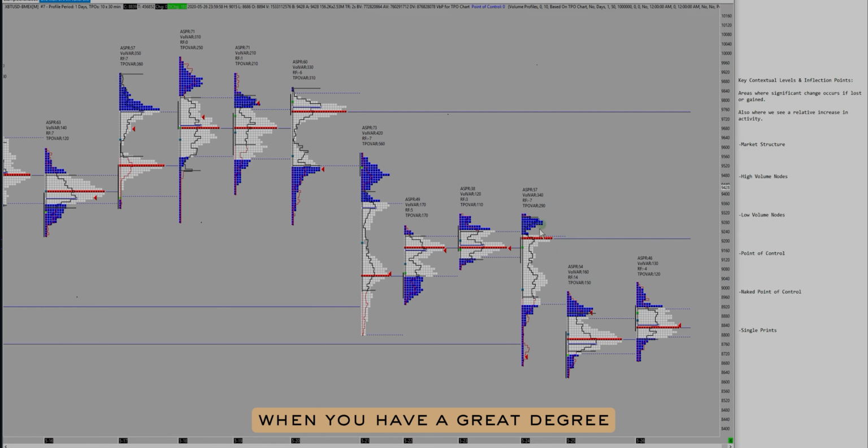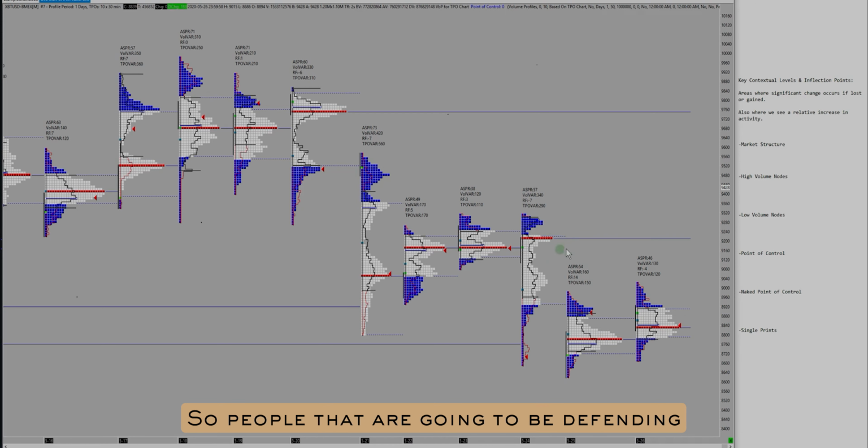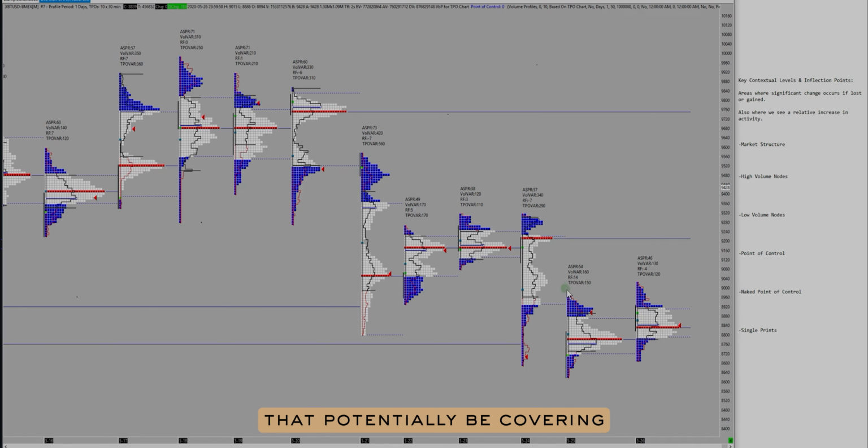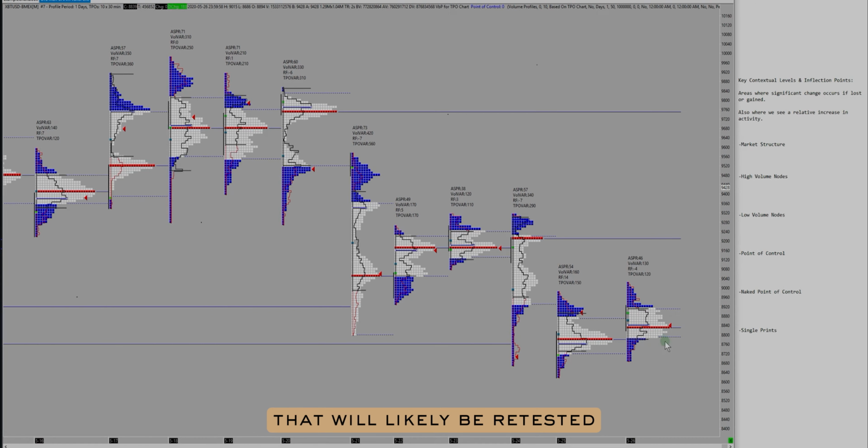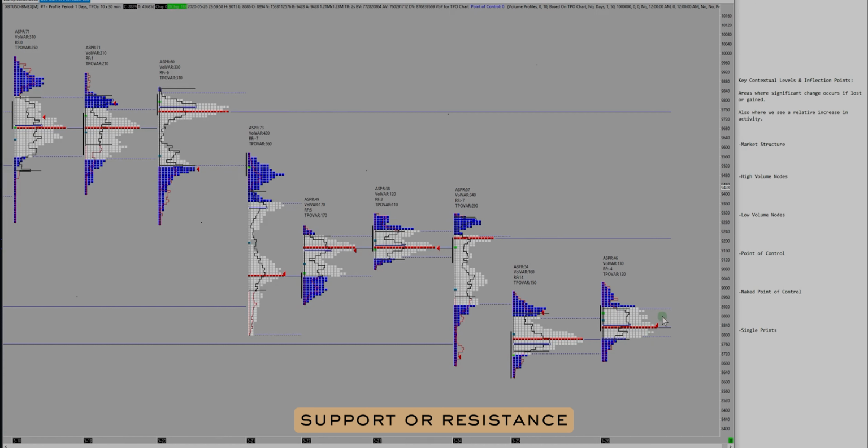As we can imagine, when you have a great degree of trade facilitated in one area, you likely have a lot of people that got in at that area. Okay, so people that are going to be defending their positions, people that potentially will be covering. And then again, if we start passing through that level, an area that will likely be retested and serve as either support or resistance depending on what level we're coming from. So a naked point of control is a point of control that has yet to be interacted with by a future profile.